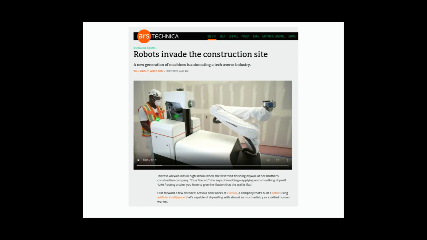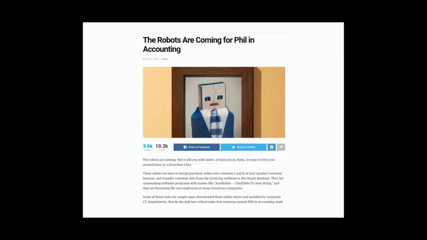This is also true with skilled labor. Here's a machine that will hang and finish drywall, which is a skilled task that machines and automation can be used for. And then lastly, it's not just that type of work, but office work. Here's an example of software robots that are used to do basic tasks. In this case, it's basic accounting tasks like posting journal entries and things like that.